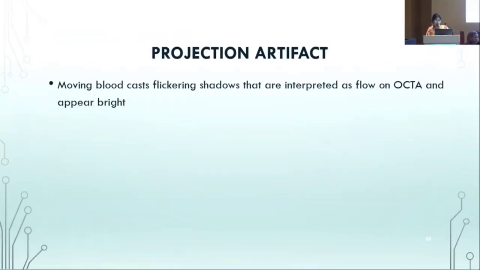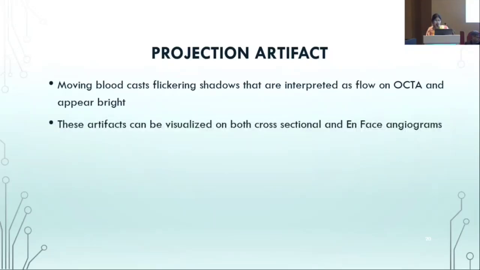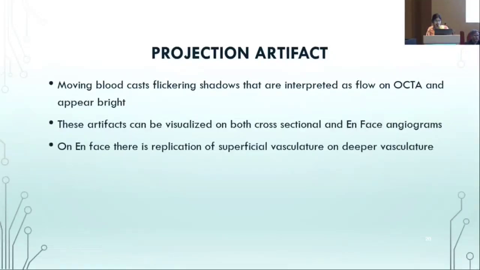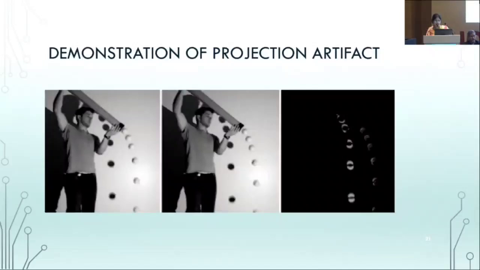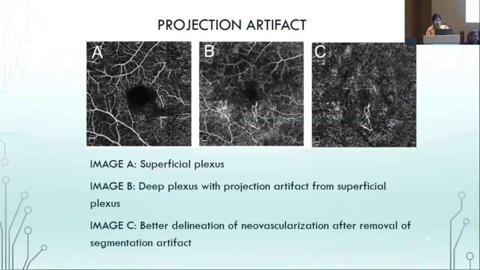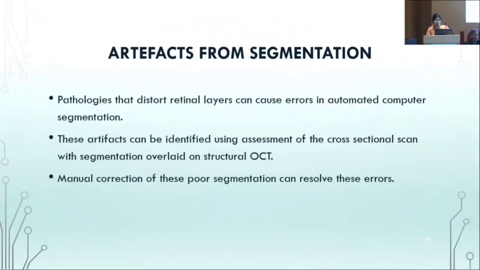The projection artifact: moving blood cast, flicker, shadow that are interpreted as flow on OCTA and appear bright. These artifacts can be visualized on both cross-sectional and en-face OCT angiograms. On en-face, there is a replication of superficial vasculature on deep vasculature. Examination of en-face OCTA slab of superficial and deep layers together helps in identifying these artifacts. This is a demonstration of projection artifact. As we can see, the superficial plexus will project an artifact to the deep plexus, and one sees a better delineation of the neovascularization after removal of the projection artifact.